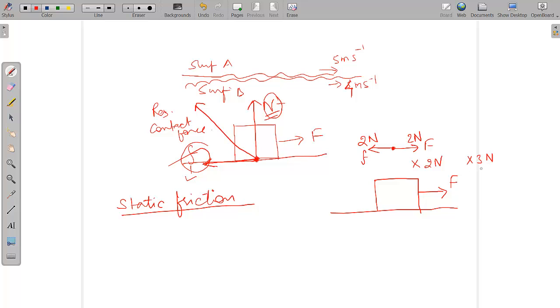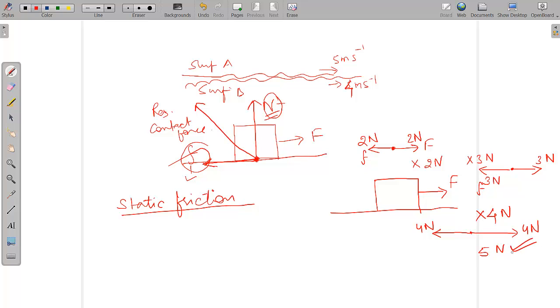Now when you applied 3 newtons, still the block is not moving. So if the block is still not moving, that means the frictional force has become 3 newtons. This is the frictional force. Let's say you applied 4 newtons and still the block didn't move. That means again the frictional force is 4 newtons in the backward direction. That's why there is no movement in the block.